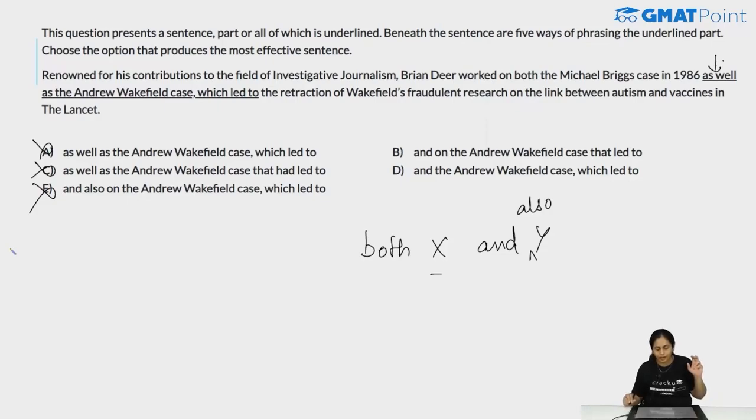So you have two options, "on the Wakefield case" and "the Andrew Wakefield case". X and Y should have the same structure. In the first case, you have both the Michael Briggs case, and second is the Andrew Wakefield case. "On" is not given over here, so "on" is also not correct in the second part, because both should have parallel construction. If it was both on the Michael Briggs case and on the Andrew Wakefield case, that would have been fine. But since "on" is not used in the first part, it cannot be used in the parallel second part either. So only option D is correct, because it follows the parallel structure of sentences. So the correct answer is option D.